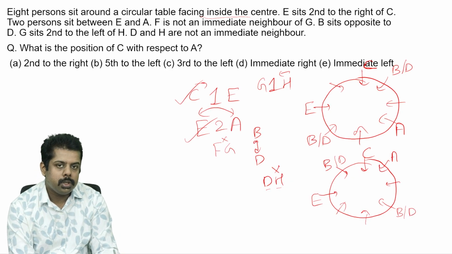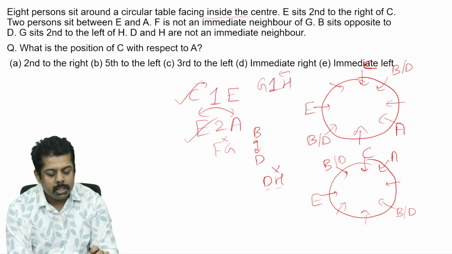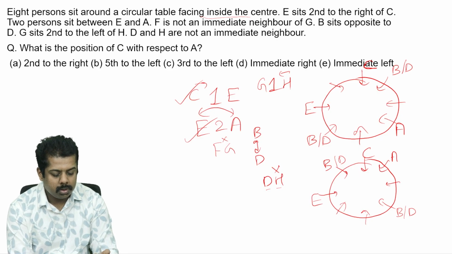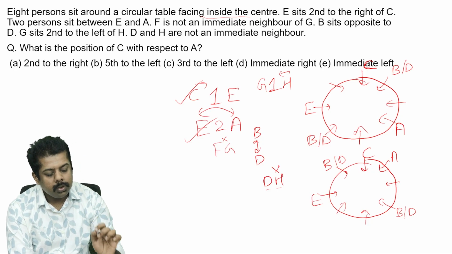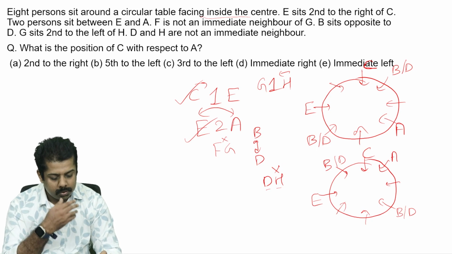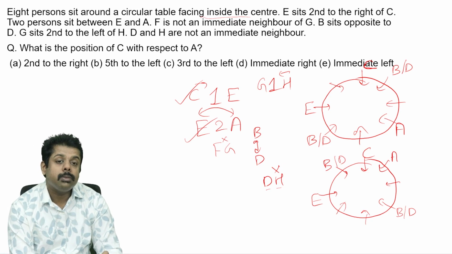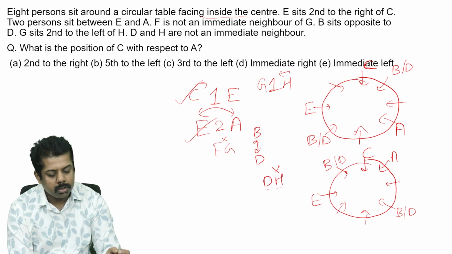Okay, so this is an option here. Now another point that they've given is that F and G can't be together. That is a point, and D and H also couldn't be together. These two points are there. Then we have a point that G is sitting second to the left of it.